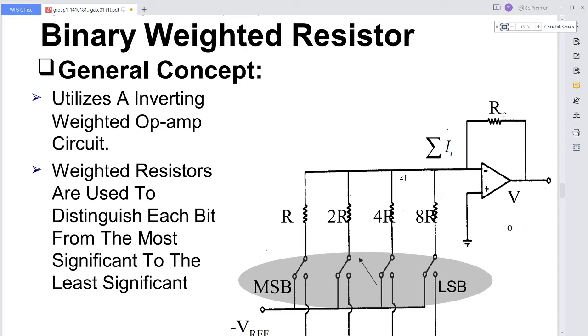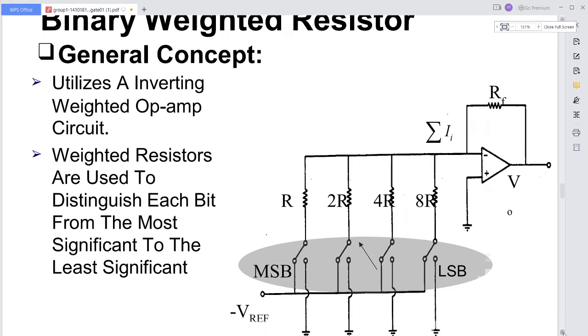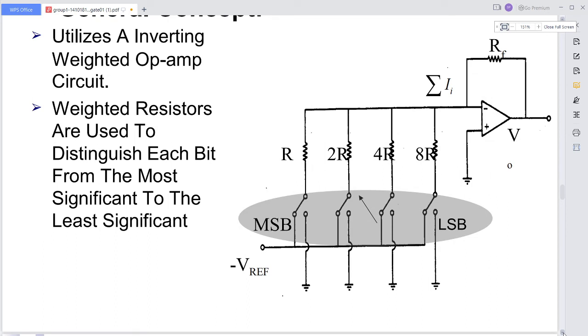In inverting mode of operation, the output is inverted with respect to the input signal, so that we will get the minus at the output side. And now it utilizes an inverting weighted op-amp circuit. Now weighted resistors are used to distinguish each bit from the most significant bit to the least significant bit. This is the most significant bit and it is connected with 1R, and the next bit is connected with 2R, the next bit is connected with 4R, and then the LSB.